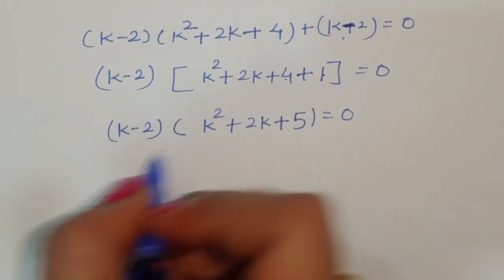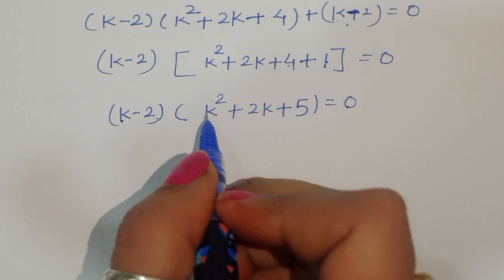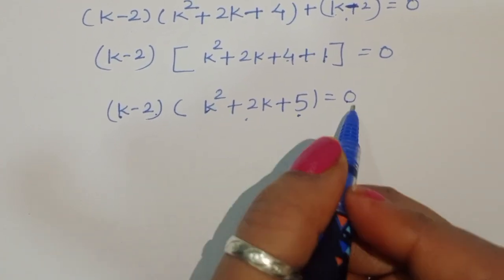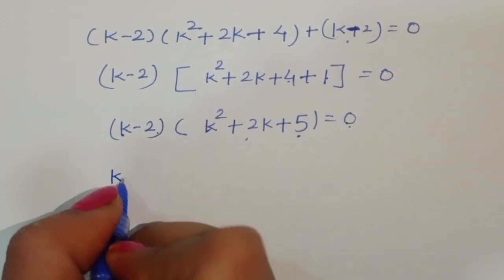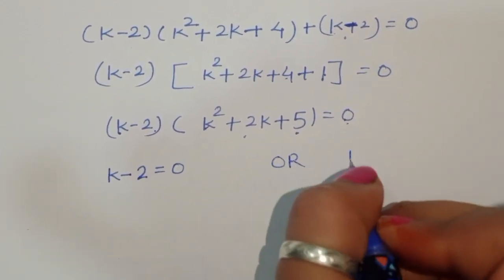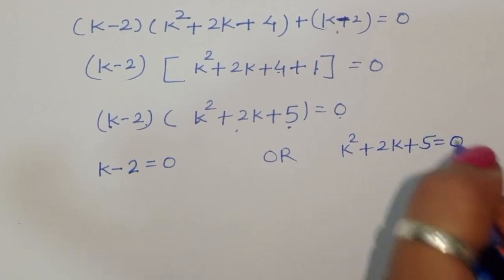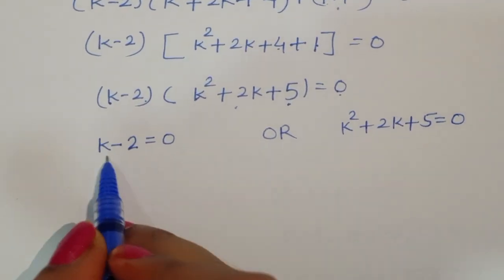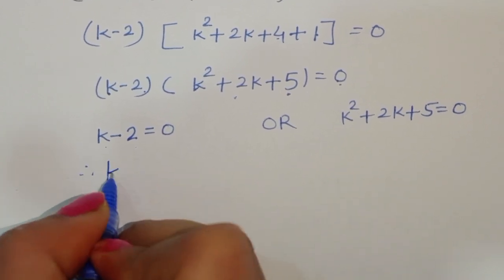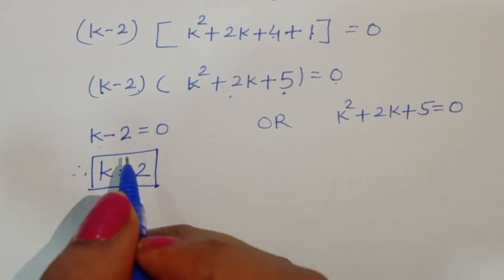Now we got two equations. The first one is k minus 2 equal to 0, and the next one is k square plus 2k plus 5 equal to 0. Taking the first equation, k minus 2 equal to 0, therefore k is equal to 2. This is the first value of k.